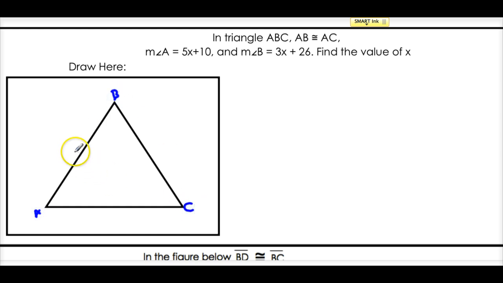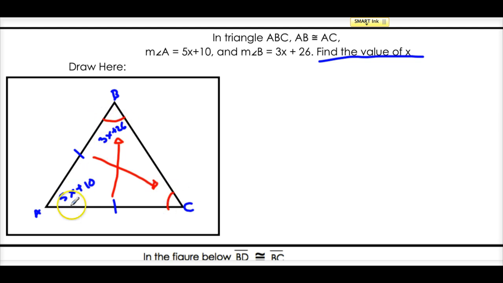And we know that AB is congruent to AC. The measure of angle A is 5x plus 10. That's this angle over here. And the measure of angle B is 3x plus 26. All right, let's just fill that in. Find the value of x. And once again, I think we have this kind of gut reaction. We're probably going to have to set these equal to each other, but not so fast, right? Let's find out which angles are congruent. So we're going to draw our lines. All right, so we know this angle and this angle must be congruent.